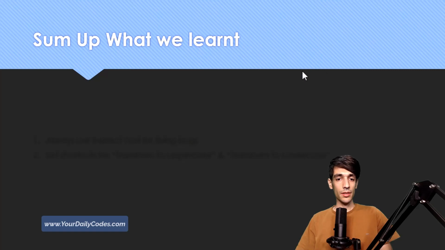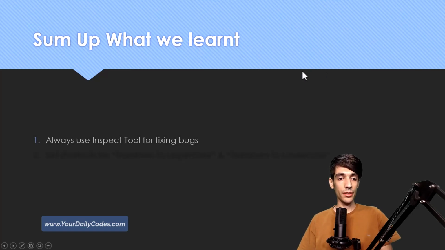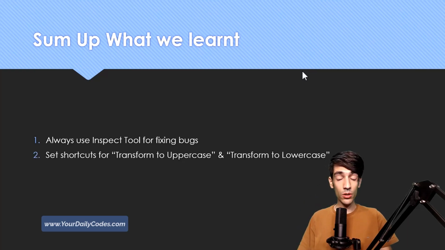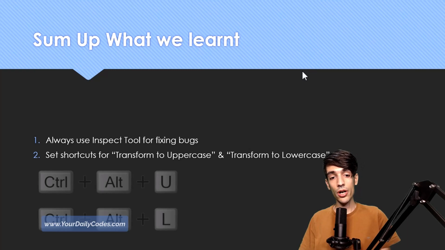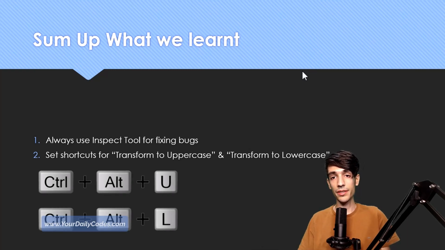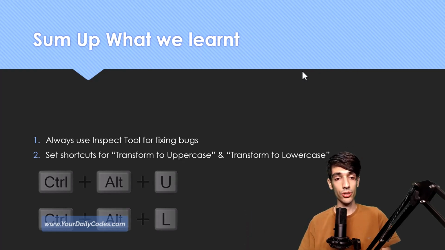So let's sum up what we learned. The first thing that you need to remember: always use the inspect tool when you face a bug and you want to fix it. So you start by inspect element. And don't forget to set a shortcut for text transform to uppercase and lowercase. It is something that you will use a lot throughout your programming journey.